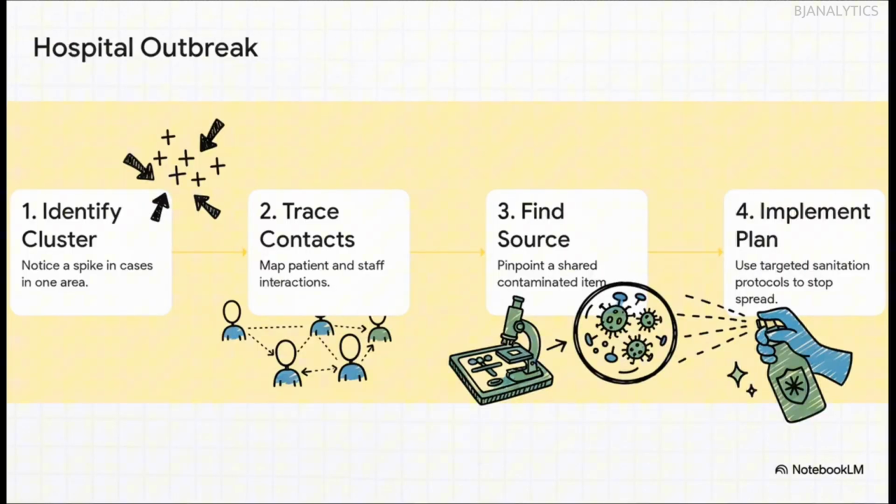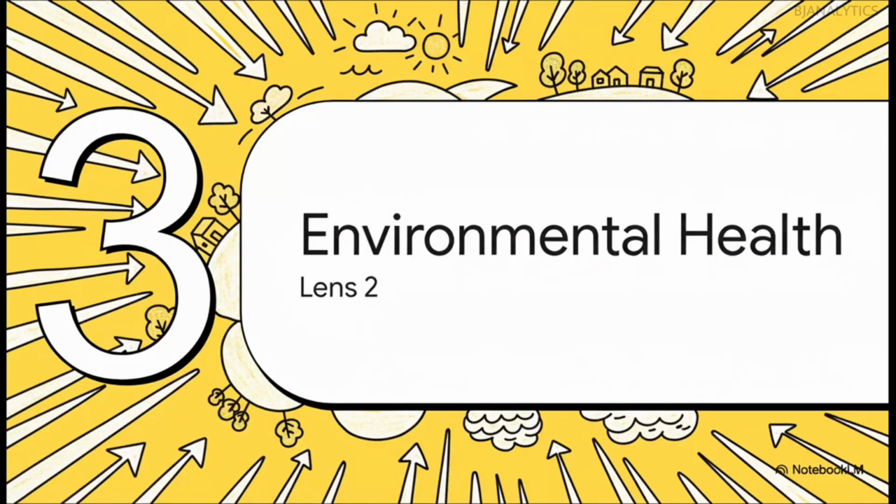So, what does that look like in the real world? Let's go back to that hospital infection puzzle. An investigator first notices that spike in cases. That's the cluster. Then they start mapping out every interaction between patients and staff. They're tracing the contacts. From there, they might pinpoint a single shared source, maybe a piece of equipment that wasn't sterilized correctly. Once they know that, they can bring in targeted sanitation protocols, break the chain of transmission, and protect everyone in that hospital. But not all health problems are passed from person to person.